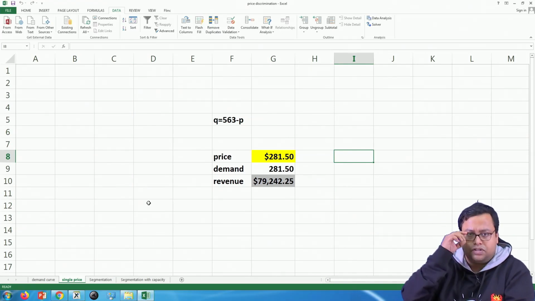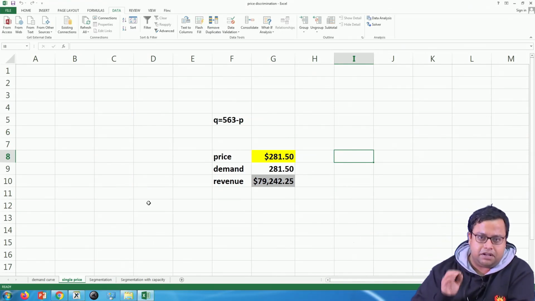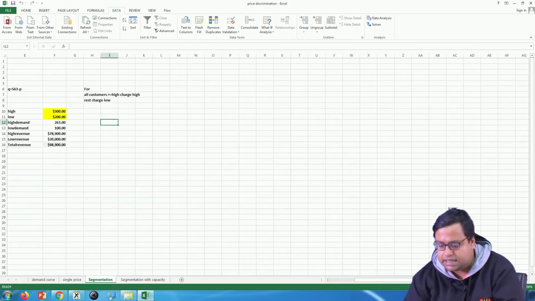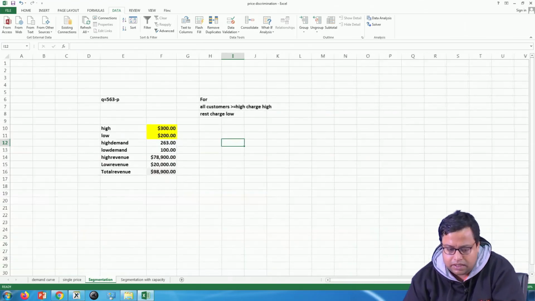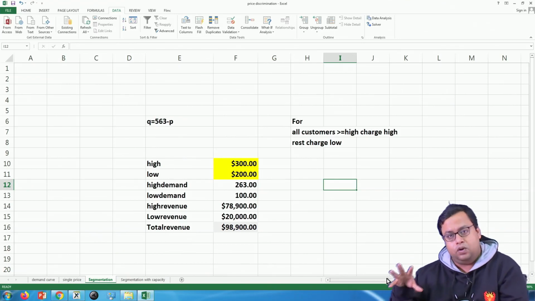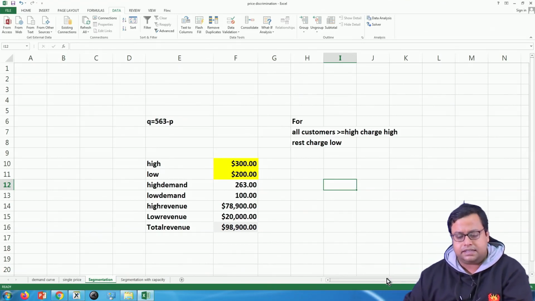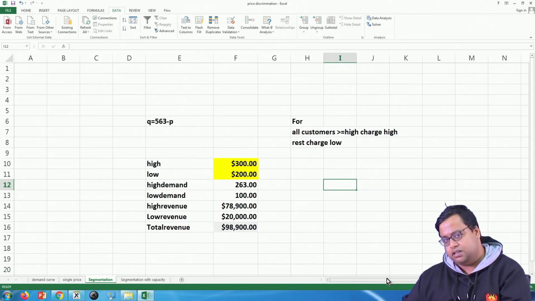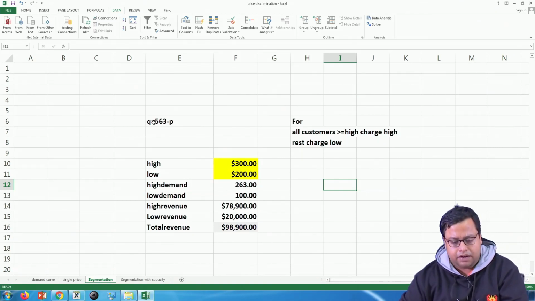But in real life situations, there are multiple prices for multiple groups of people, and that is what segmentation is. Here I am doing segmentation based on price. Let us say there are two time periods, high demand and low demand. When it is high demand I will charge more, when there is low demand I will charge the lowest, as simple as that.